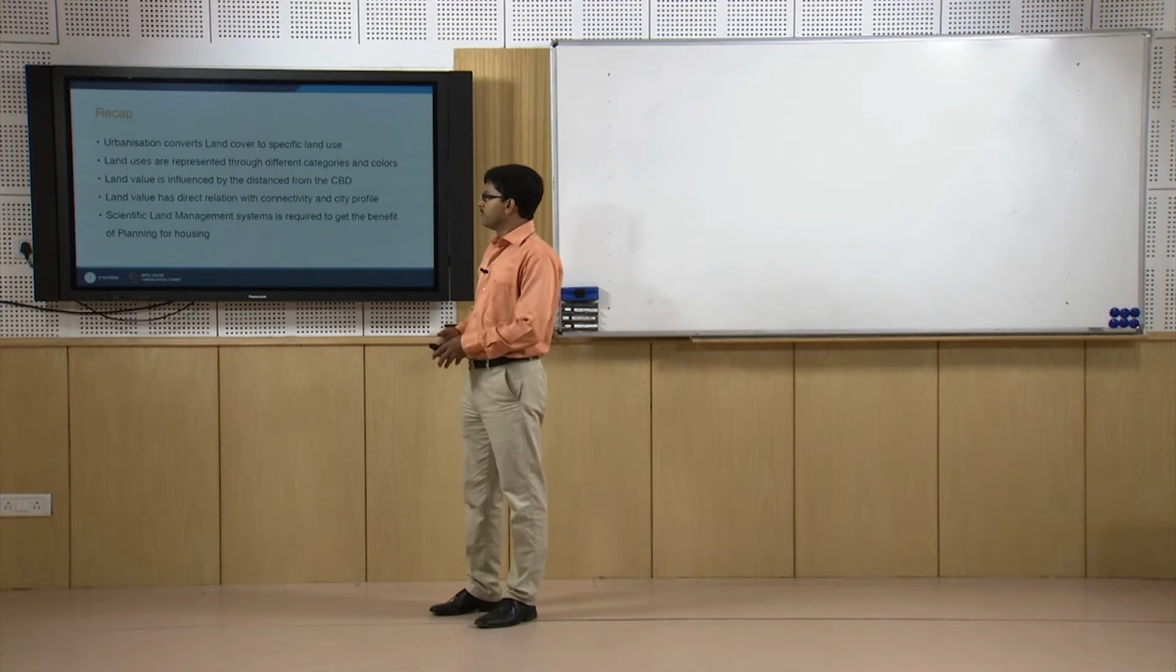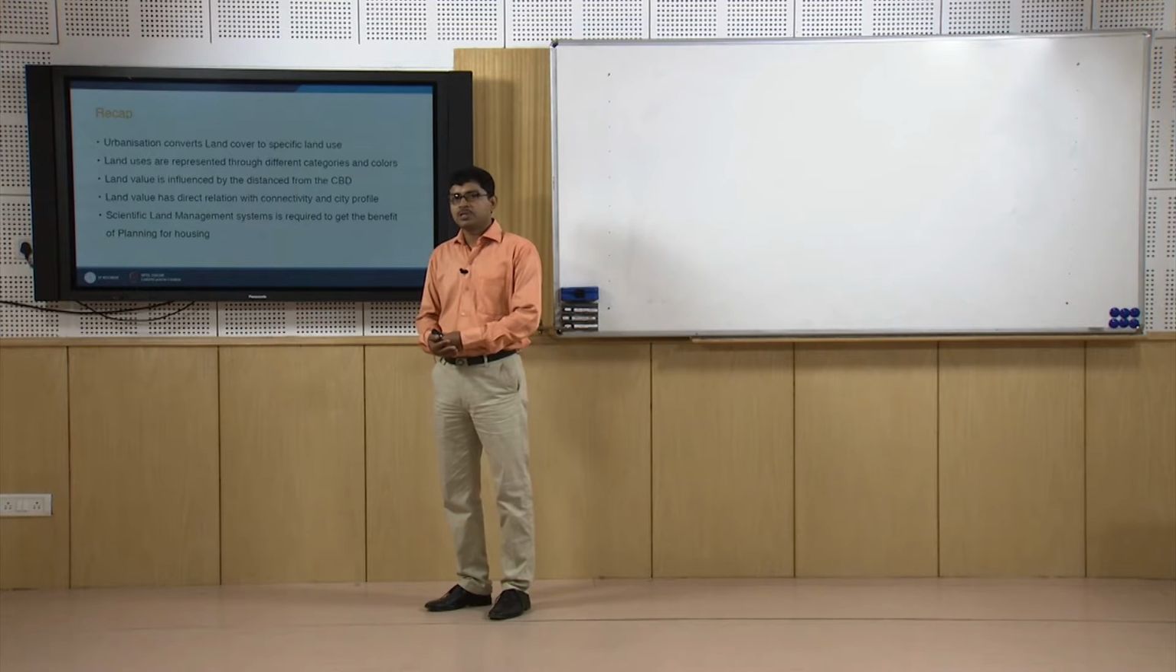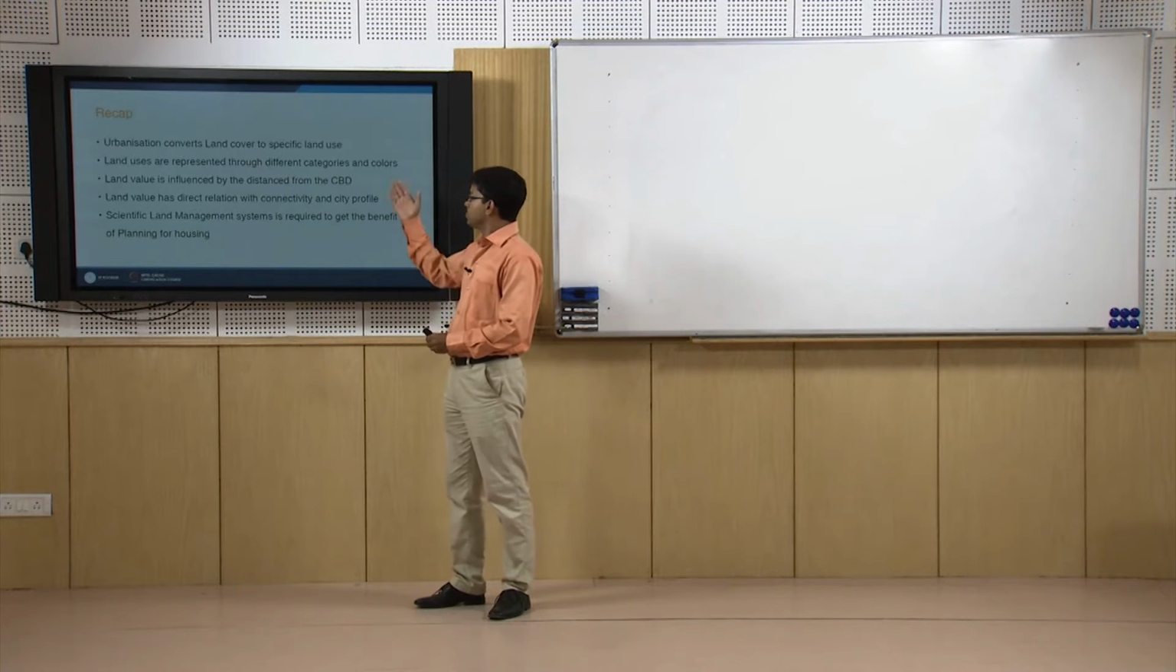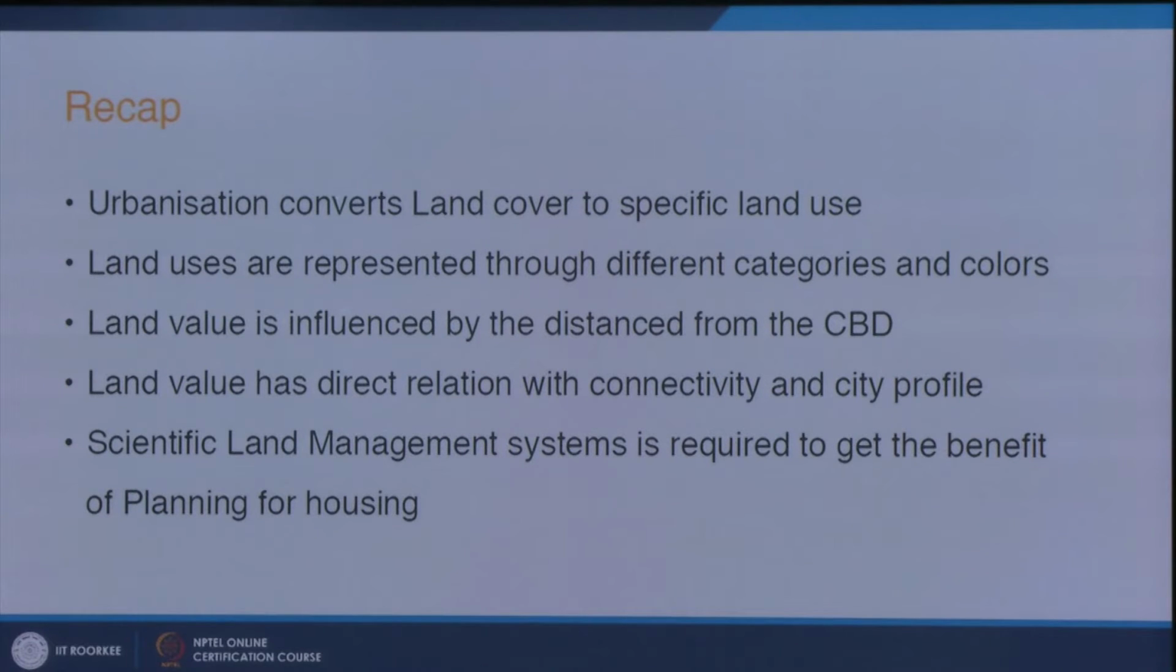We discussed the inevitable urbanization which converts the land cover to a specific land use. Land uses are represented through different categories and colors. Starting from residential, commercial, industrial, public, semi-public, transportation, green, and recreational, all gross land use areas are represented with a specific color code, and land value is influenced by distance. Land value is very high in the center and low in the periphery, and land value has a direct relation with the connectivity and the city profile.